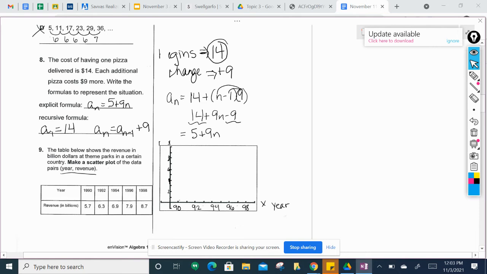All right, now I'm going to plot these points. I'm going to go over 90 and up 5.7 and plot a point, if it'll let me. All right, then I'm going to go over to 1992 and go up to 6.3 and plot a point. Then I'm going over to 94 and up to 6.9 and plotting a point. Over to 96 and up to 7.9, so almost to 8, and then finally 98 up to 8.7. So all it asked me to do is make a scatter plot, so I'm just plotting those points.